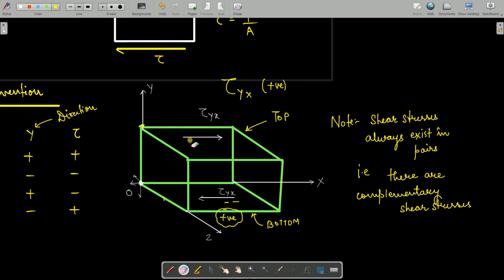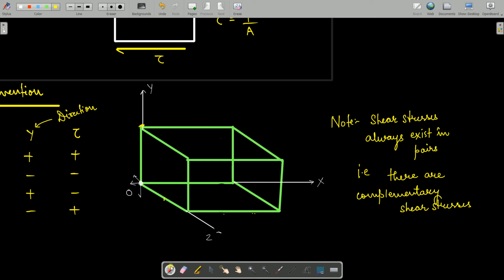Okay, now here let's play something, and you have to identify what is the sign for that, whether we will consider that to be positive or whether we'll consider it to be negative. So let's see. If I consider the top plane again, but this time I'm showing the direction like this, and I'm taking the complementary part, of course the opposite side on the bottom. So what is the convention? How will you represent it?